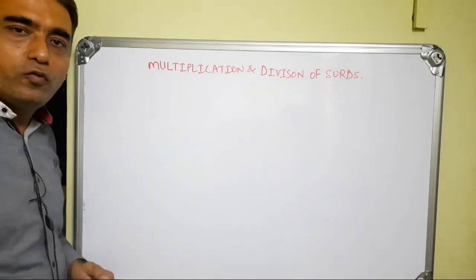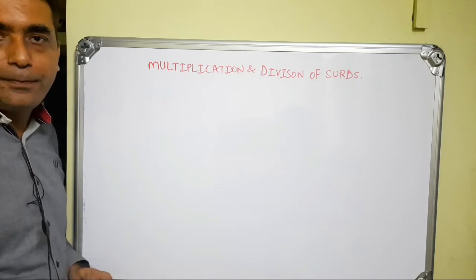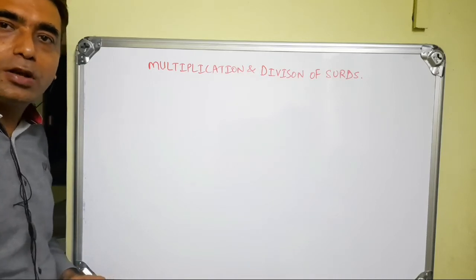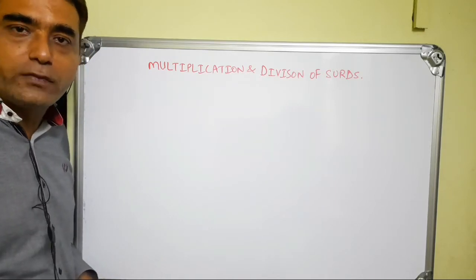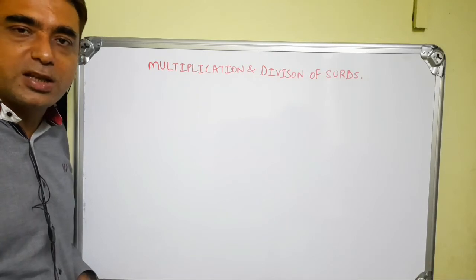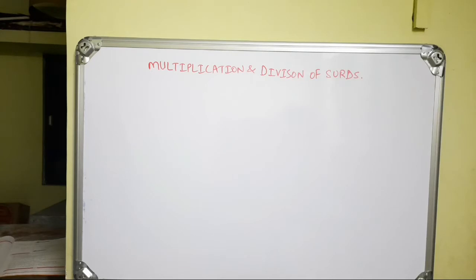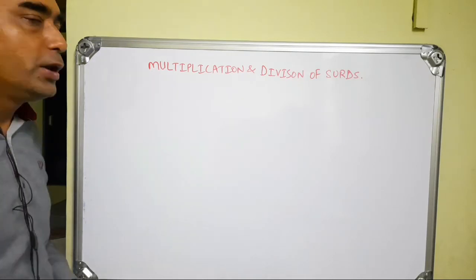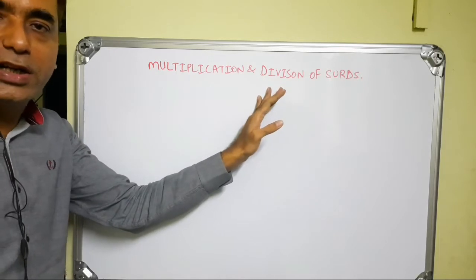Dear students, we were continuing our practice set 2.3. In the previous question, we solved the questions of simplification of surds, or writing the surds in the simplest form, and we also did the questions regarding comparison of surds. Now today we have to solve the questions regarding multiplication and division of surds.